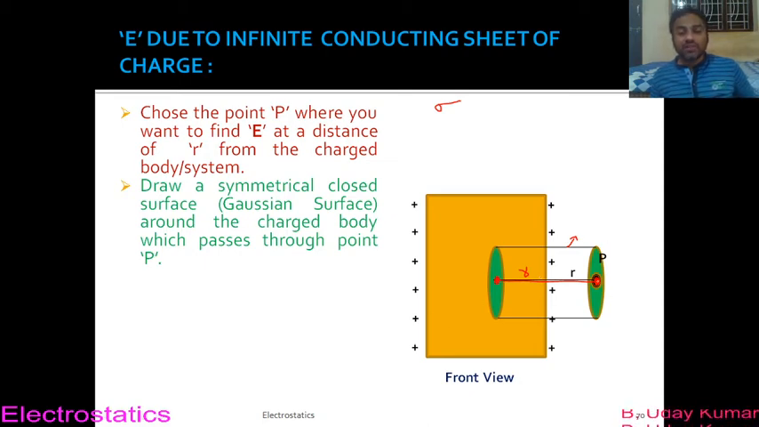So now this is the point P which is present outside the conductor. So this is our conductor, the conducting sheet of charge.